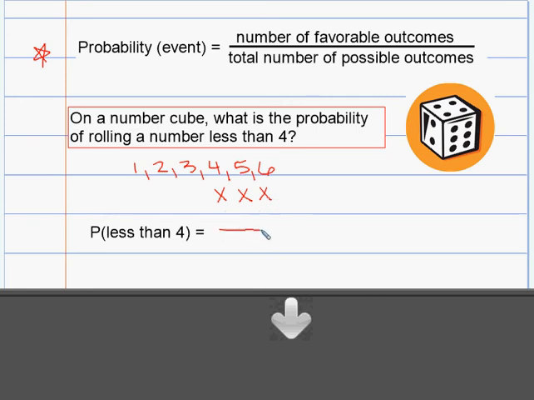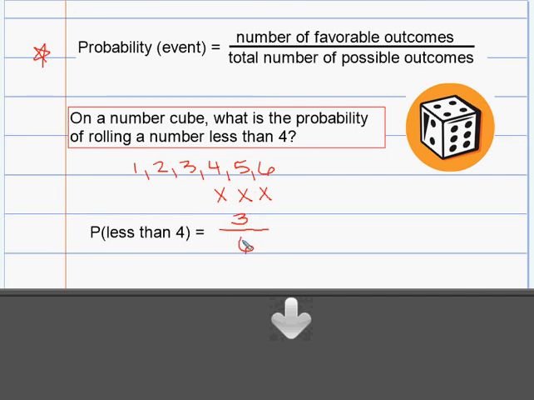Okay, so how many numbers less than 4 would be favorable outcomes? Well, there's a 1, a 2, and a 3, so that's 3 numbers. 3 favorable outcomes, 3 numbers that would happen that are less than 4. How many total possible outcomes are there? Well, there are 6 sides. They all have different numbers, so there are 6 total.